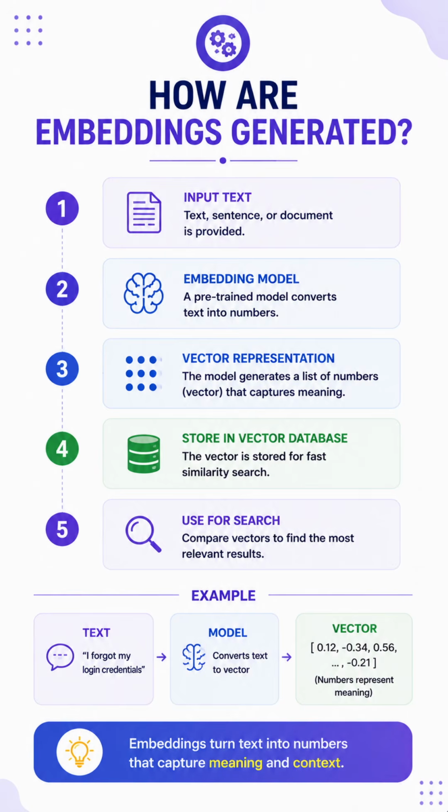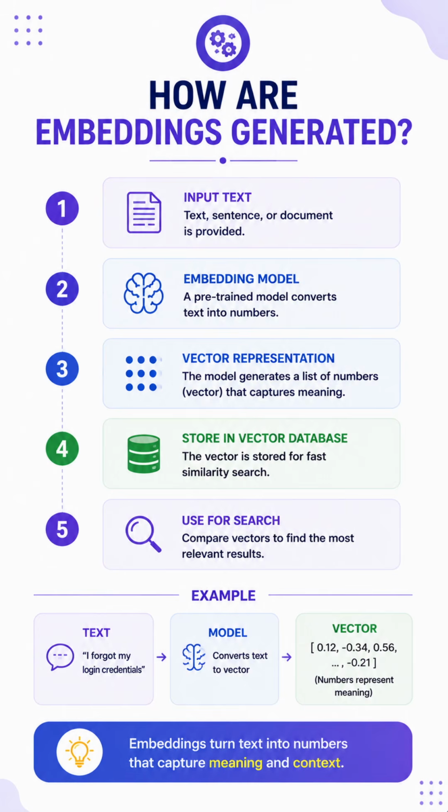How are embeddings generated? Embeddings are generated using a pre-trained embedding model. The process begins by providing the model with text, such as a word, sentence, paragraph, or document. The embedding model analyzes the text and converts it into a numerical vector. This vector is a list of numbers that represents the meaning and context of the text rather than just the words themselves. The generated vector is then stored in a vector database.